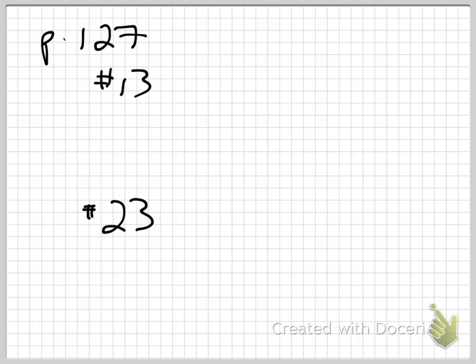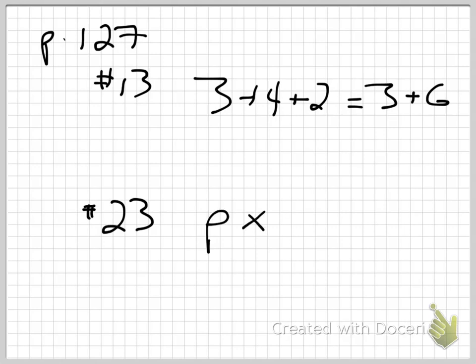You can do it. Number 13 says 3 plus 4 plus 2 equals 3 plus 6. And they ask, tell whether each equation is true or false. Is that true or false? True, because 3 plus 4 is 7, plus 2 equals 9. Does 9 equal 9? Yeah. That makes it true. Okay? Number 13 is true.